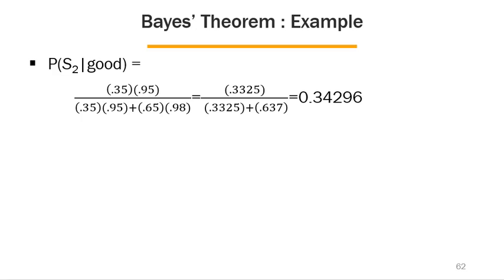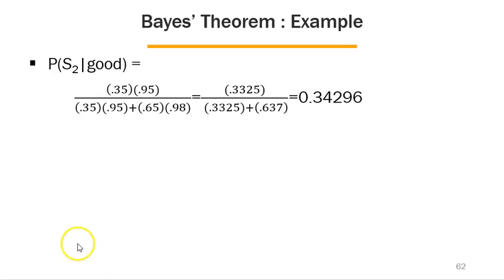All right, so hopefully what you found, if you're plugging the values back in for the probability that it came from supplier 2, given that the part is good, is you plugged in the values that you see there, and you got 0.34296. So where do some of these things come from?